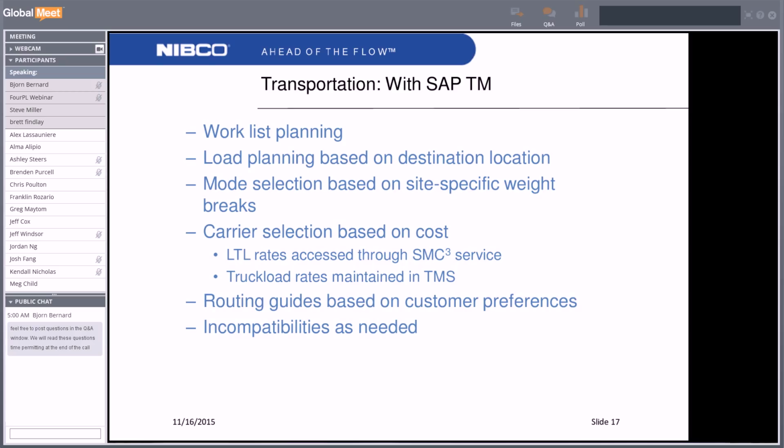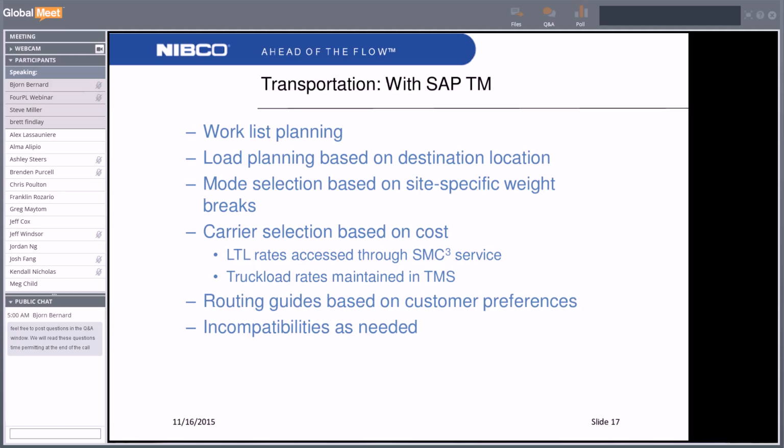Carrier selection is now done based more on cost than it was in the past. For LTL size shipments, the system has real-time access to the site's actual contract rate for each carrier, and truckload rates are maintained directly in the TM system. So the system is able to retrieve actual cost of shipments and quickly evaluate the list of carriers and select the least expensive partner. For select customers, routing guides are maintained directly in the system.